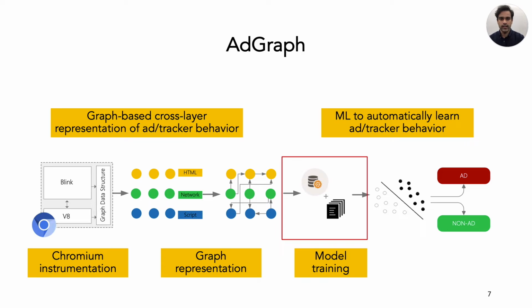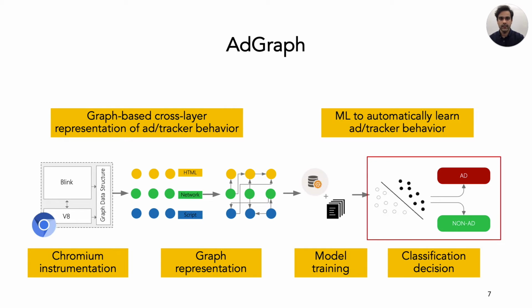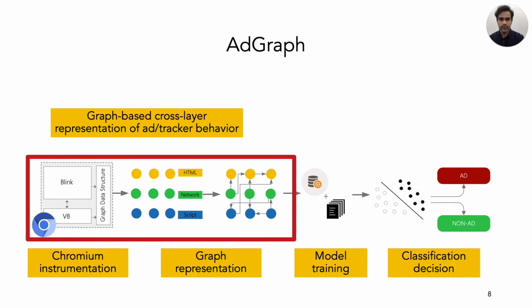After modeling the interaction in the form of a graph, we extract distinguishing patterns from it and feed those patterns to train a machine learning classifier. The machine learning classifier then detects which patterns are ad and tracker related and which are functional. For the next few slides, I will focus on graph-based cross-layer representation of ad and tracking behavior.